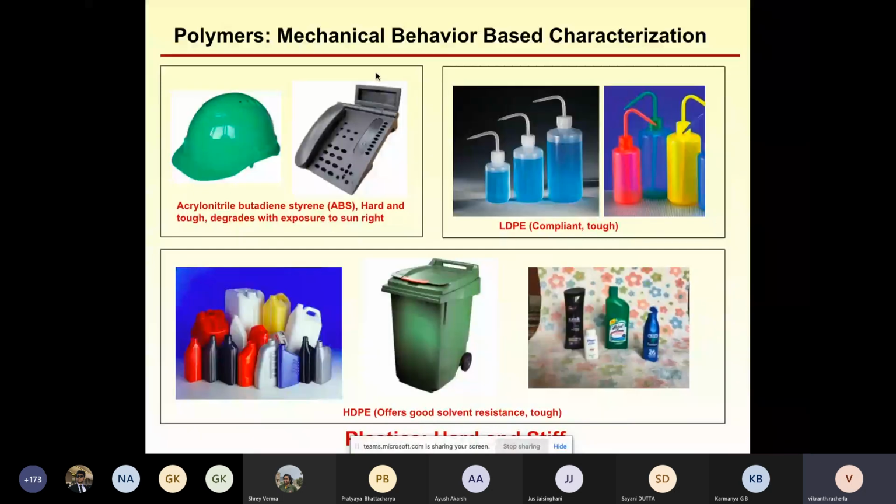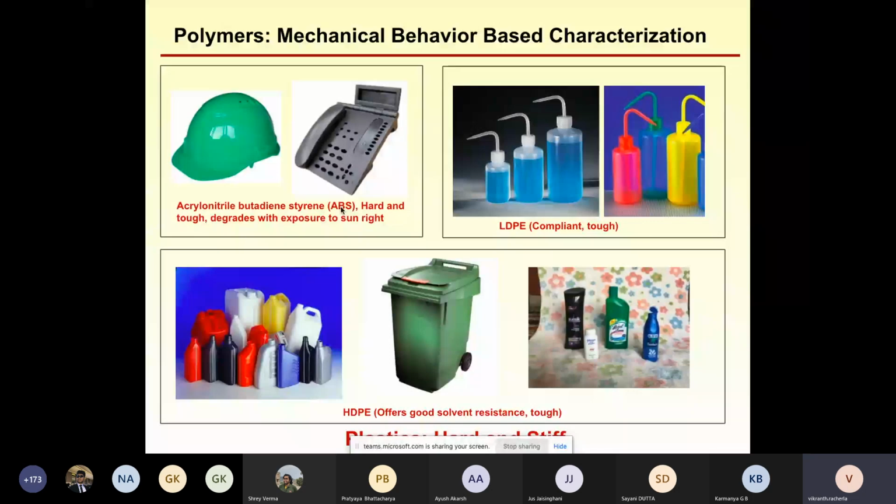Amongst the hard thermoplastics, you have ABS, which is an abbreviation for acrylonitrile butadiene styrene. You don't need to know the full form, but just remember that ABS is used whenever you want plastic parts which are hard and tough, okay, but you cannot expose them to sunlight. They tend to degrade with exposure to sunlight. So protective safety helmets, telephone boxes, automobile bodies, these are all made using ABS.